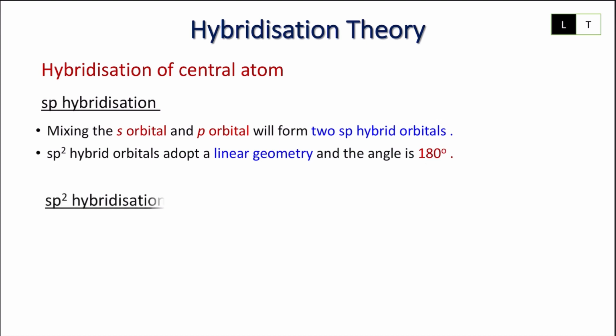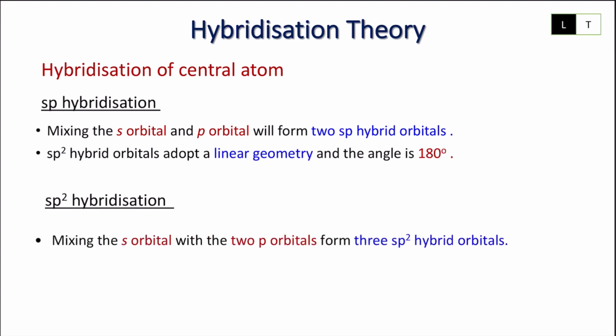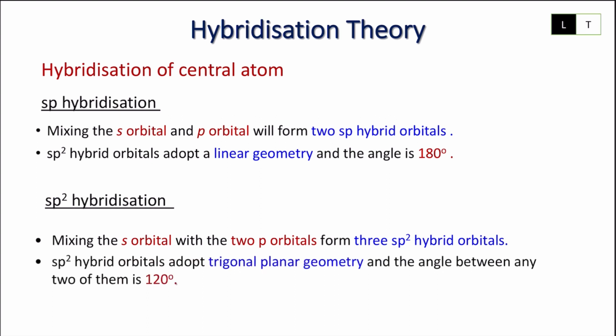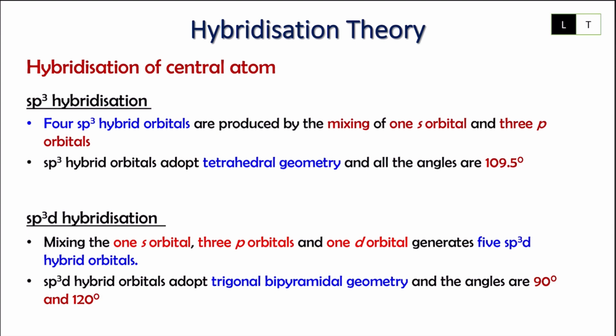Kalau sp2 hybridization, we mix s orbital with 2p orbital, hasilkan 3 sp2 hybrid orbital. Dan sp2 hybrid orbitals ini adopt trigonal planar shape dan angle adalah 120 degree. Kalau saya ada sp3 and sp3d, kita boleh nampak sp3 hasilkan tetrahedral geometry with bond angle 109.5 and sp3d hasilkan trigonal bipyramidal geometry and the angle will be 90 degree and 120 degree.